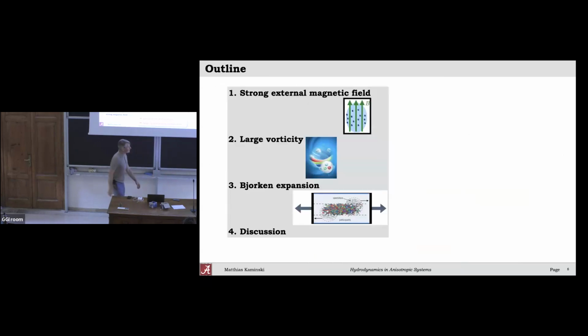Okay, that's the message. And so my outline: I will motivate and show how we calculated this in the strong external magnetic field and how we calculated this for large vorticities, or rather I should say fast rotations is probably a better way to phrase this. And then also, if I have time, I mentioned that in the Bjorken expanding case, we're working on calculating the speed of sound, which is different along and transverse to the expansion direction.